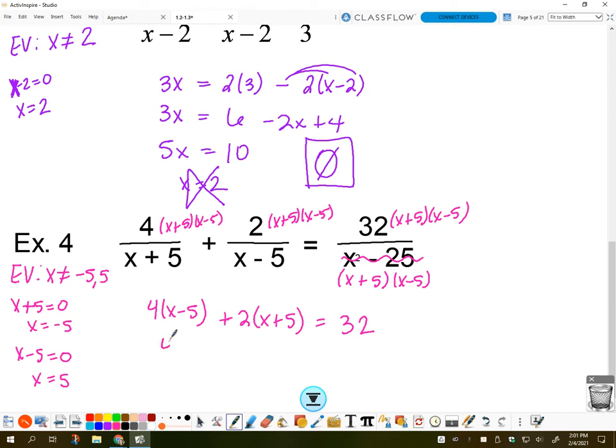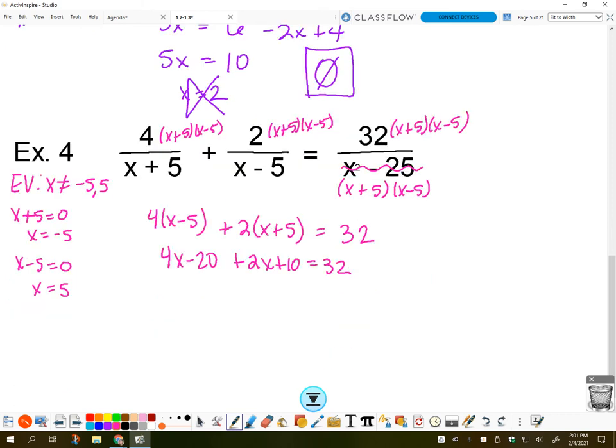Alright, so now we distribute. Combine our like terms. Add the 10. Divide by the 6. You get 7, which is not an excluded value, so that is your answer.